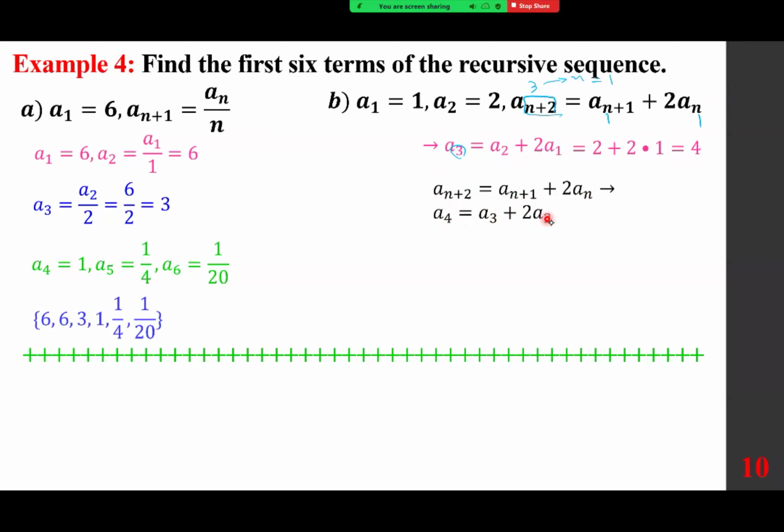Let's recap. I want to make sure we understand this. I want a sub 4. I go to the previous one, a sub 3, and then the one before that is a sub 2 times 2. If n plus 2 is 4, n must be 2. So if you replace this with 2, 2 and 1 becomes 3, and this is 2. So a sub 3, which makes it 4, plus 2 times a sub 2, which makes it 2. 4 plus 2 times 2, it's 8.